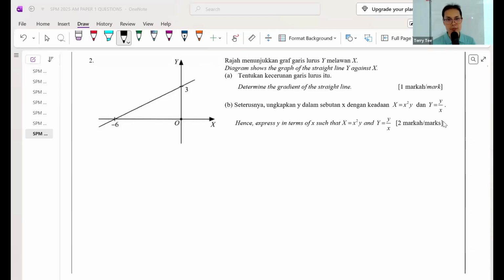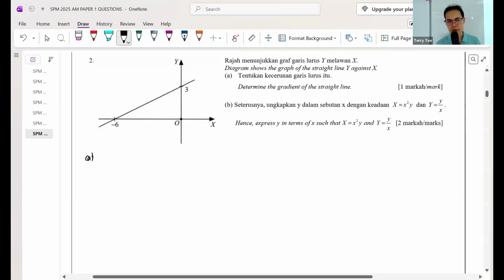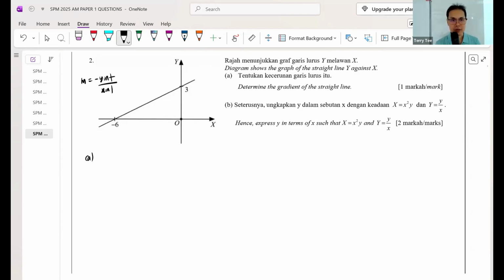So the next question, question number 2, is from Form 4, Chapter 6, Linear Law. Okay, first part, they give us a straight line. The diagram shows a straight line, capital Y versus capital X. Determine the gradient of the straight line. There are a few ways you can find gradient. For me, I will use negative Y-intercept over X-intercept. You've seen this before, right?